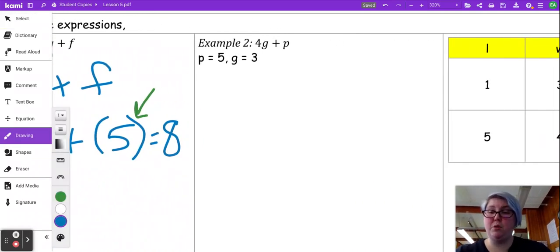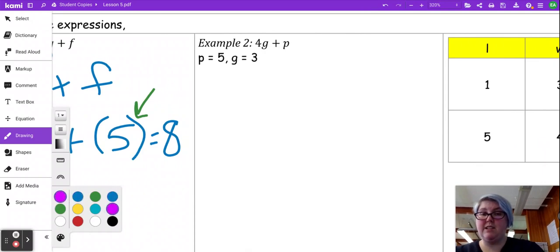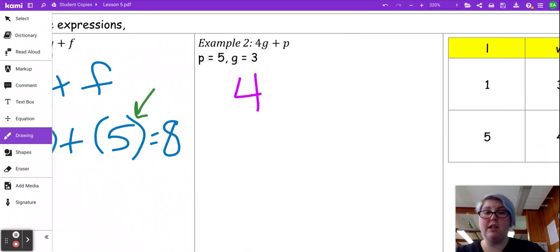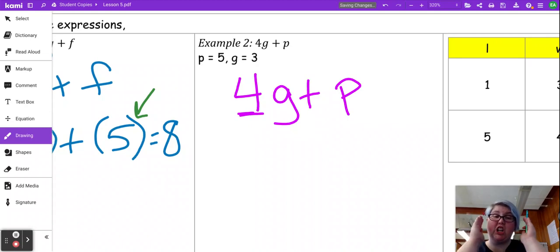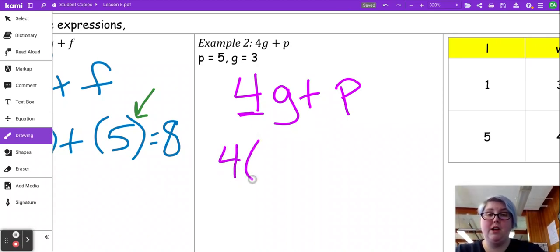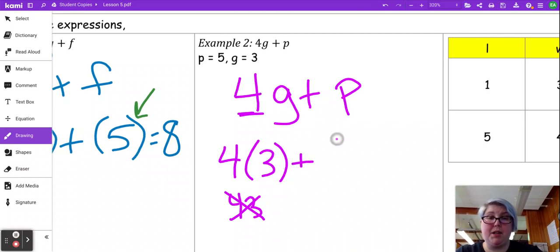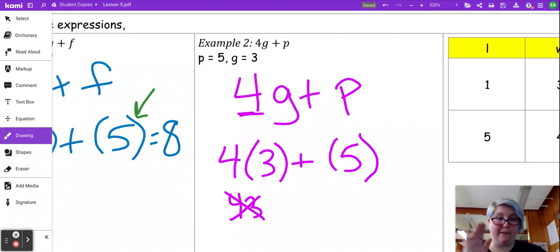In example 2, you'll see it says 4G plus P. When we see the 4 out here, that is our coefficient, our constant. That doesn't change. So when we substitute and rewrite, we know G is 3. This is where the parentheses come in handy because I don't want to accidentally write this as 43, because it's 4 times 3 plus P, which is 5. So we want to make sure we're not writing 43.